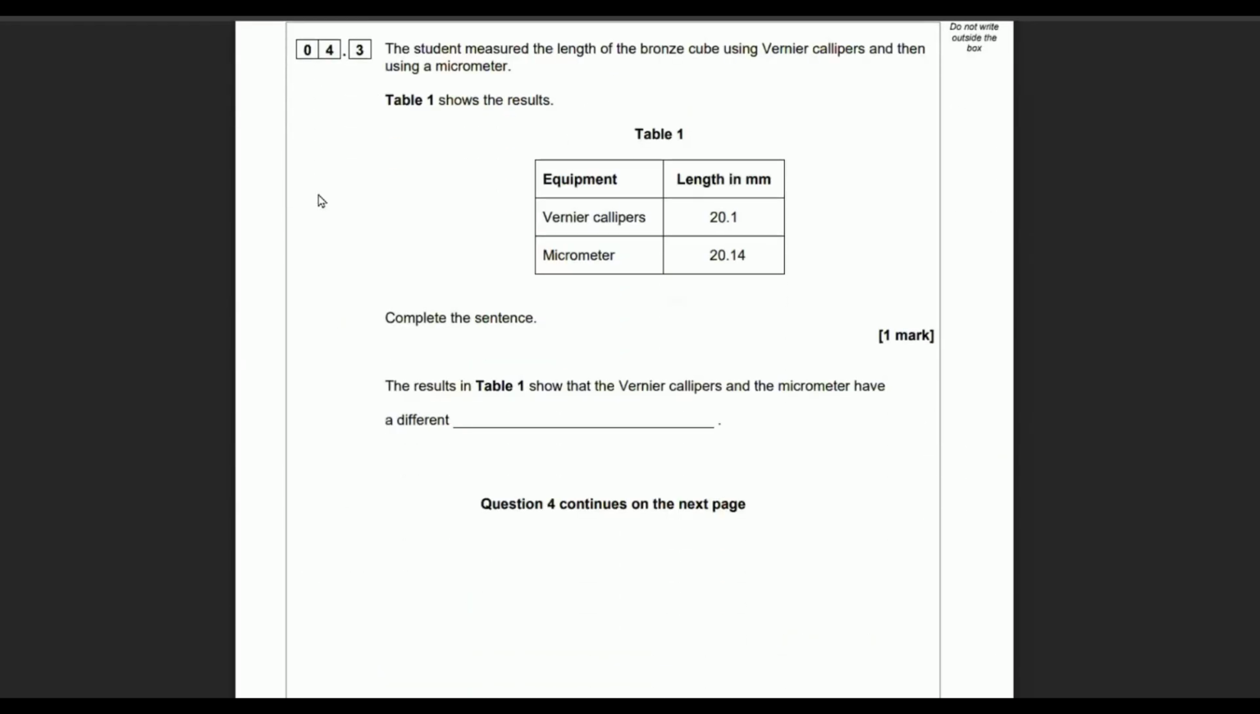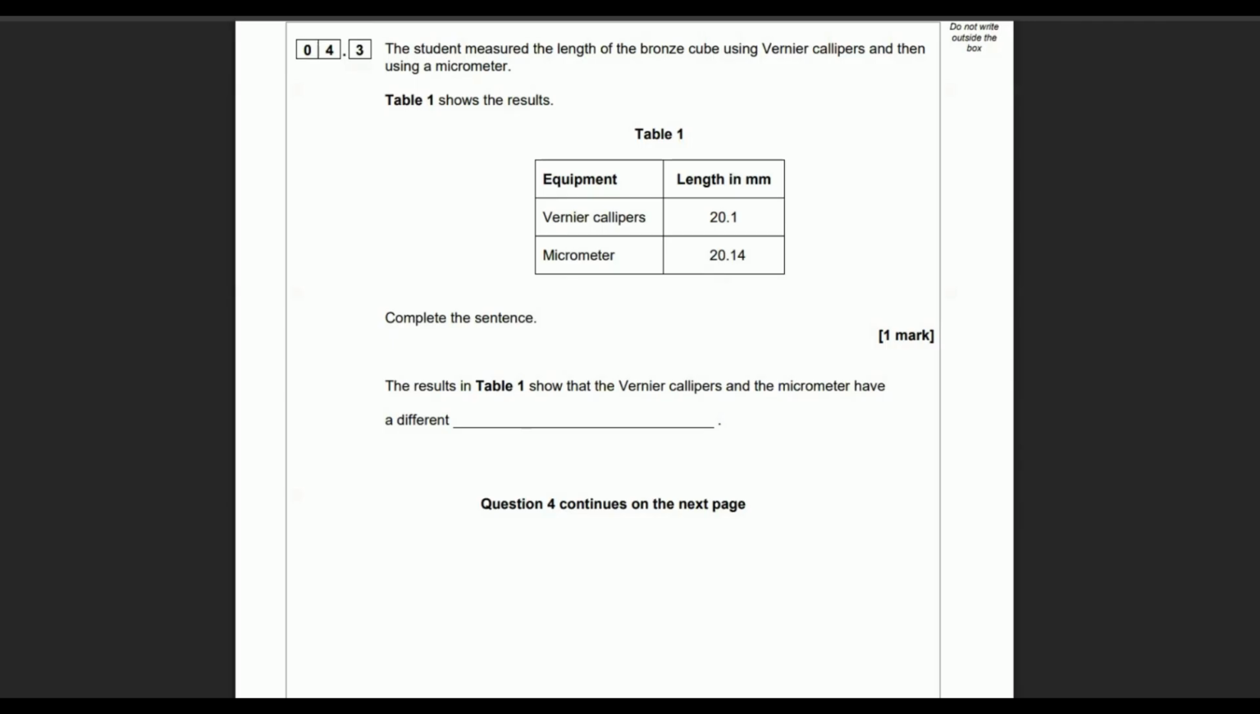Four point three. The student measured the length of the bronze cube using vernier calipers and then using a micrometer. Table 1 shows the results. Vernier calipers, 20.1 millimeters, micrometer, 20.14 millimeters. Complete the sentence. The results in Table 1 show that the vernier calipers and the micrometer have a different what?